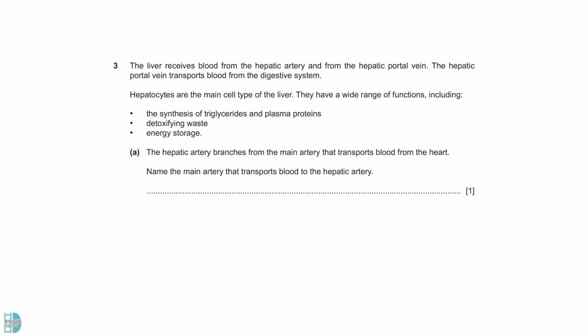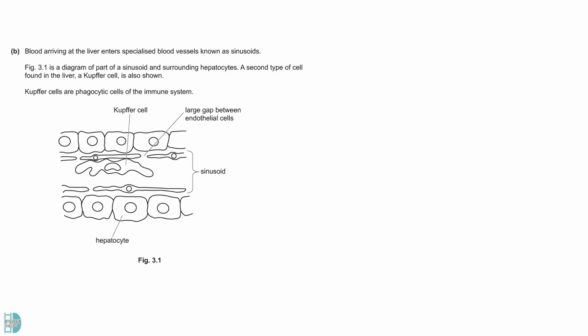Question 3 is about a type of cell called hepatocyte found in the liver. A. The main artery that transports blood to the hepatic artery is the aorta. The largest artery carries oxygenated blood from the heart to the rest of the body. B shows a blood vessel called a sinusoid and a phagocyte called a Kupffer cell.